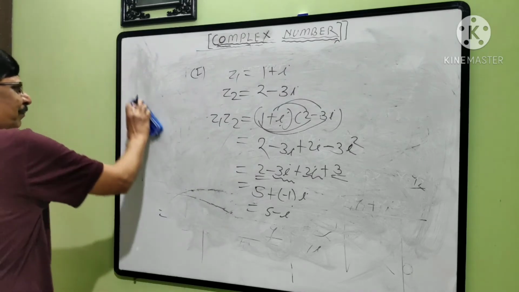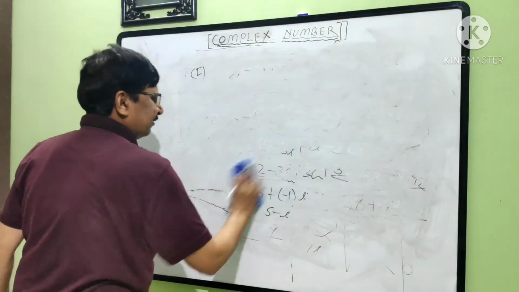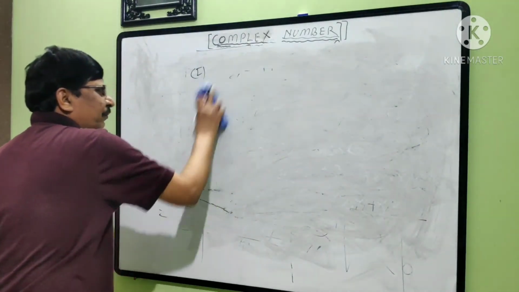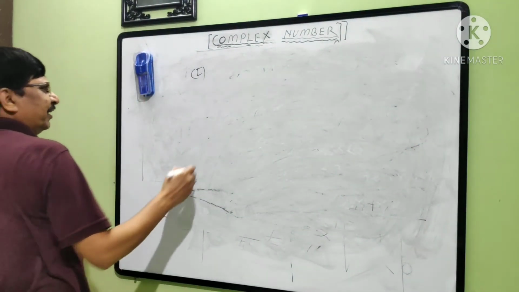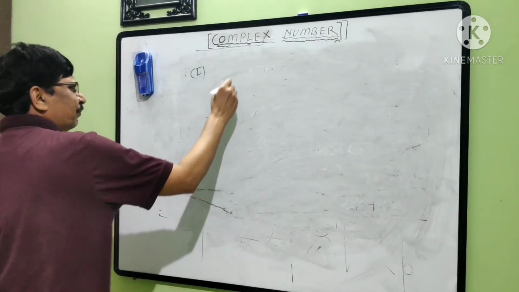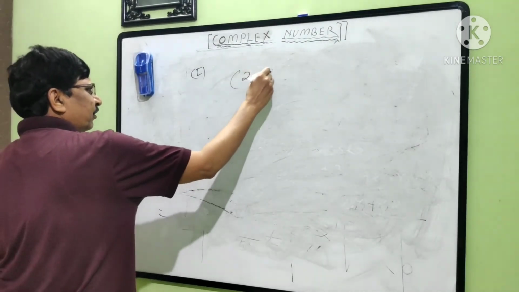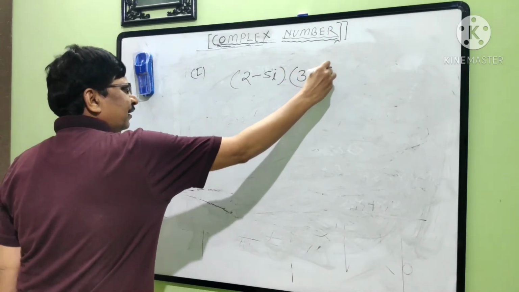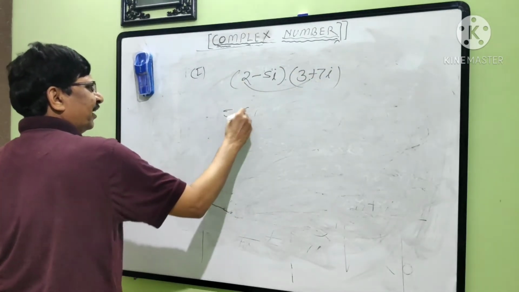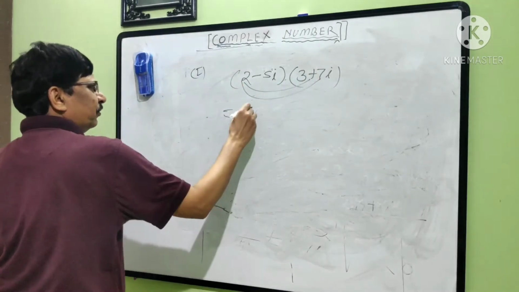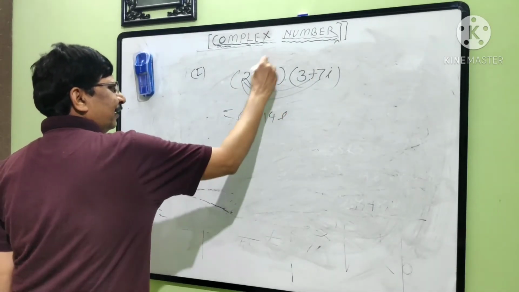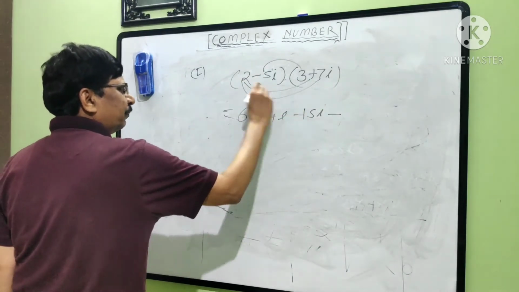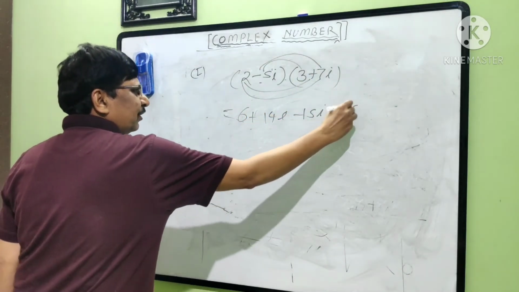Again take another example. Always addition of two complex numbers is a complex number. Multiplication of two complex numbers is a complex number. Suppose I want to simplify this: (2 minus 5I) into (3 plus 7I). 2 threes are 6, then 2 into 7I is 14I, then minus 5I into 3 is minus 15I, minus 5I into plus 7I is minus 35 into I square.